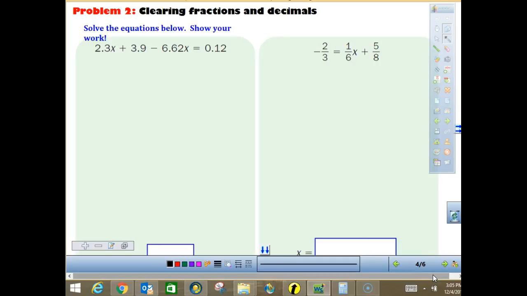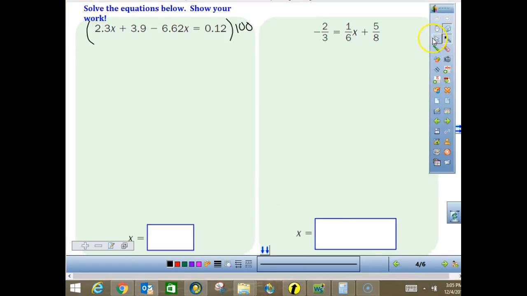Okay. We are not going to solve the first one. We're just going to multiply. What should we multiply everything by? 100. Please do that right now in your notes. Okay? Multiply each one by 100. I'm going to show you that answer. We're not going to go through and do that whole one. We're going to do the fraction one.